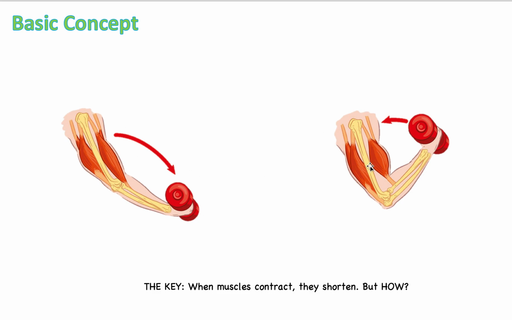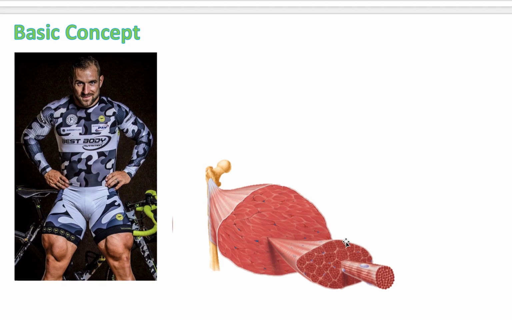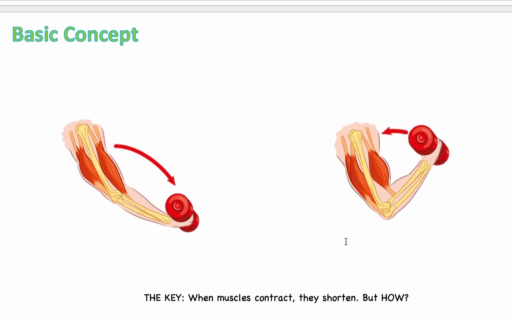Because when they become more compact, it causes the tendon to pull on the bone so that your arm can move. So when muscles contract, they shorten, and this allows your body to pull on the bones and make movements, okay? So if you understand this concept, that when muscles contract, they shorten, then the rest of the video should make a lot of sense. Because what we'll be doing is talking about how the muscles contract, how they get shorter. How does that happen?